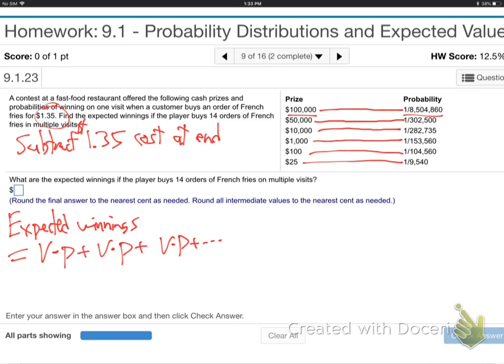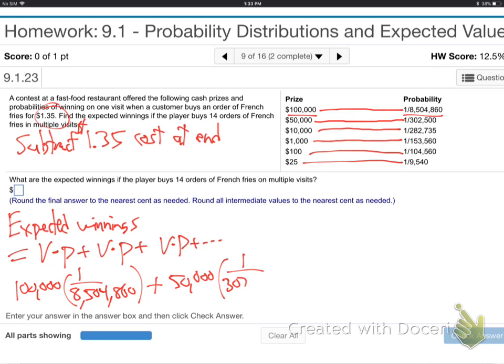So it's going to be, you win $100,000, but the probability is 1 over 8,504,860. Plus the next value, 50,000 times the probability, 1 over 302,500, plus, does that make sense? All the way down to the last one, $25 times 1 over 9,540. Get the idea? Can we do that real quick on your graphing calculators? So basically just multiply the prize times probability, and just add them all up.